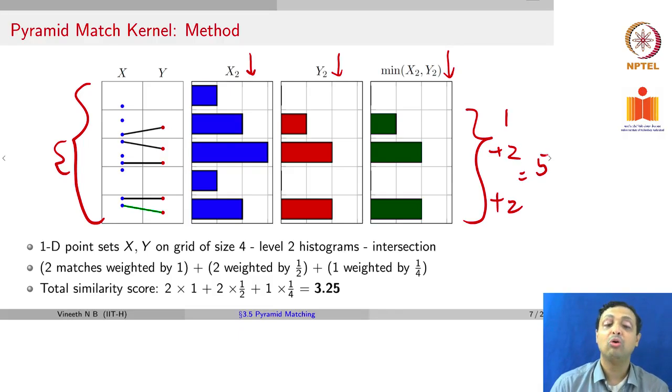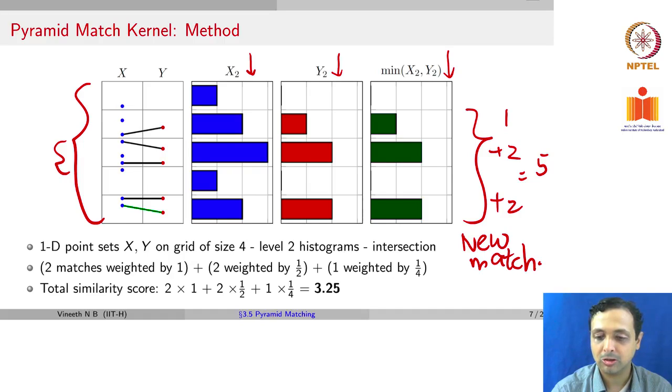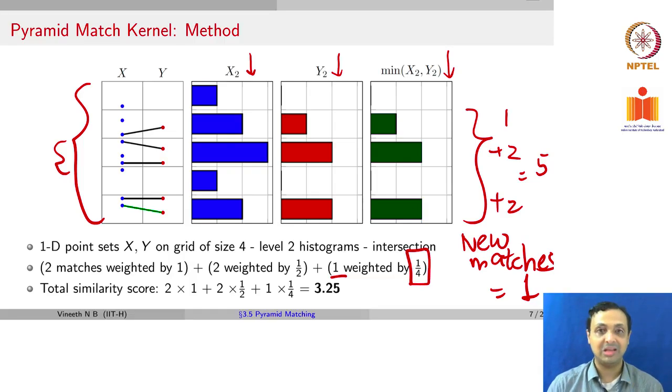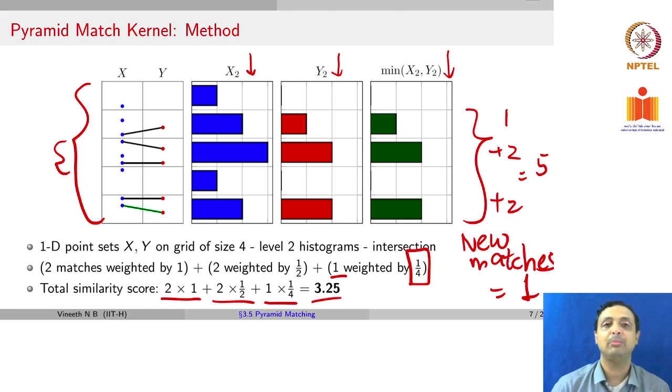But you already had 4 matches in the previous level, so the number of new matches is going to be just 1. So new matches here is going to be just 1. So the similarity score now is going to be given by 2 into 1 plus 2 into half, which was from the earlier 2 slides, plus 1 weighted by 1/4, because you're reducing the weight even further when you go to an even higher coarse level. So your total similarity score is 2 plus 2 into half plus 1 into quarter, which is going to be 3.25.